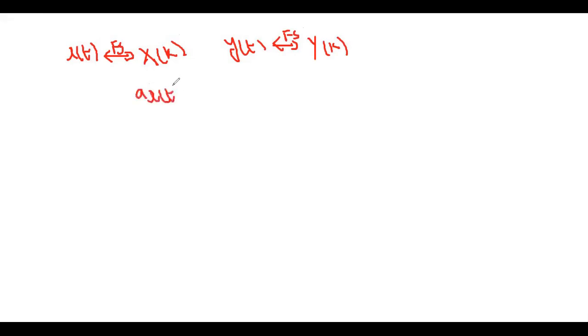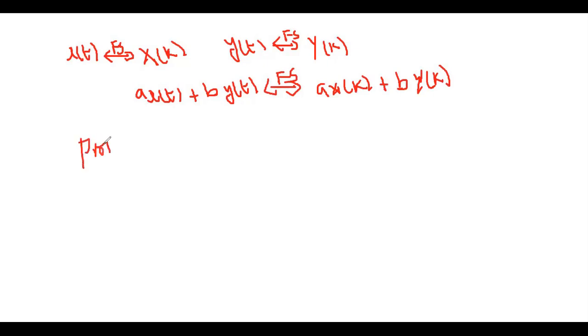I'll explain on the whiteboard, my dear students. The statement says that x of t has Fourier series x of k, and y of t has Fourier series y of k. Then you can prove that the combination of signals a times x of t plus b times y of t has Fourier series a times x of k plus b times y of k.